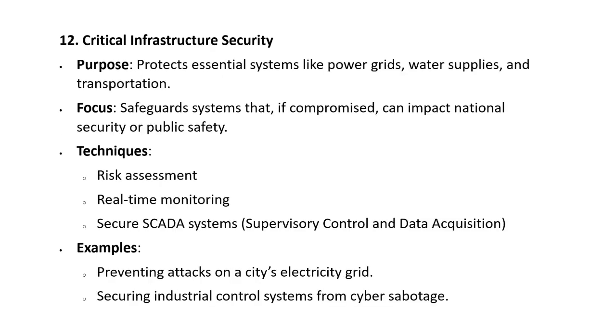12. Critical infrastructure security. Purpose: protects essential systems like power grids, water supplies, and transportation. Focus: safeguards systems that, if compromised, can impact national security or public safety. Techniques: risk assessment, real-time monitoring, secure SCADA systems, supervisory control and data acquisition. Examples: preventing attacks on a city's electricity grid, securing industrial control systems from cyber sabotage.